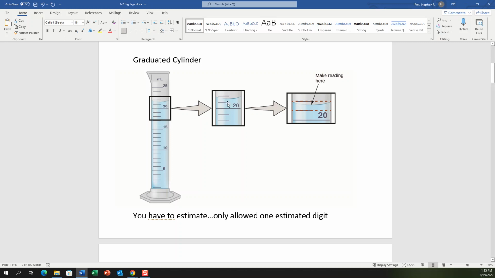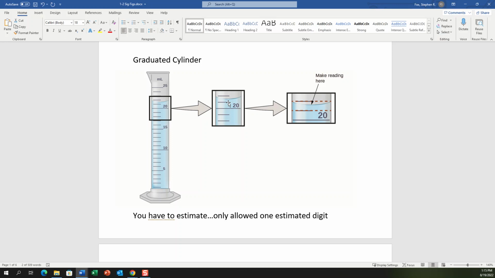But let's say it fell right on the line. Let's say the meniscus was right there, right on the line, right at 21. If you just wrote 21, that would be an improper measurement because you're allowed 21.0. Now you're not allowed 21.00, but you're allowed that estimated digit. And so if you're allowed it, you need to take it.